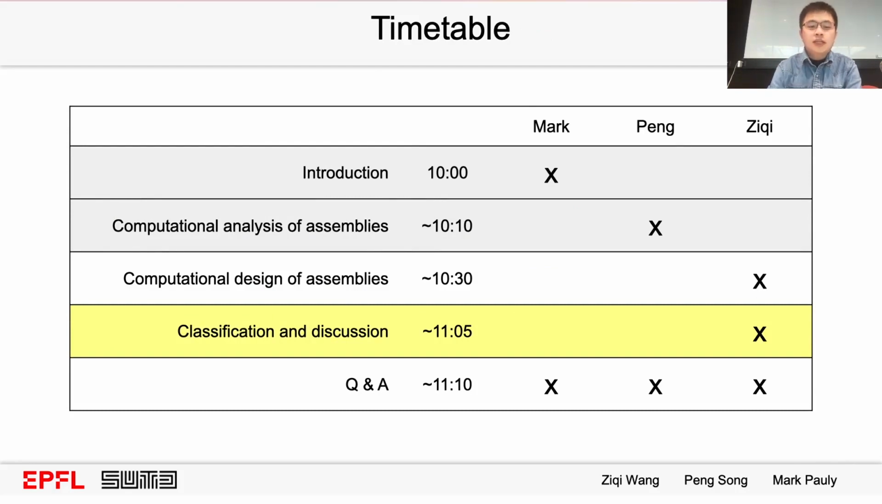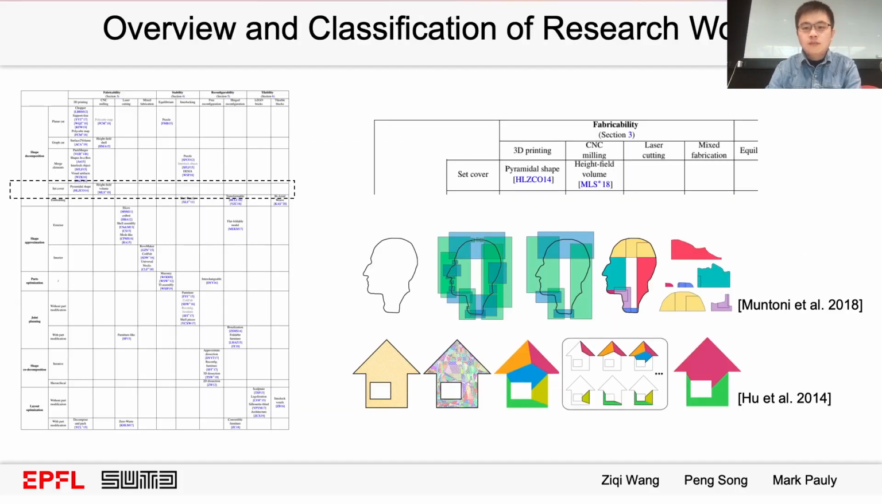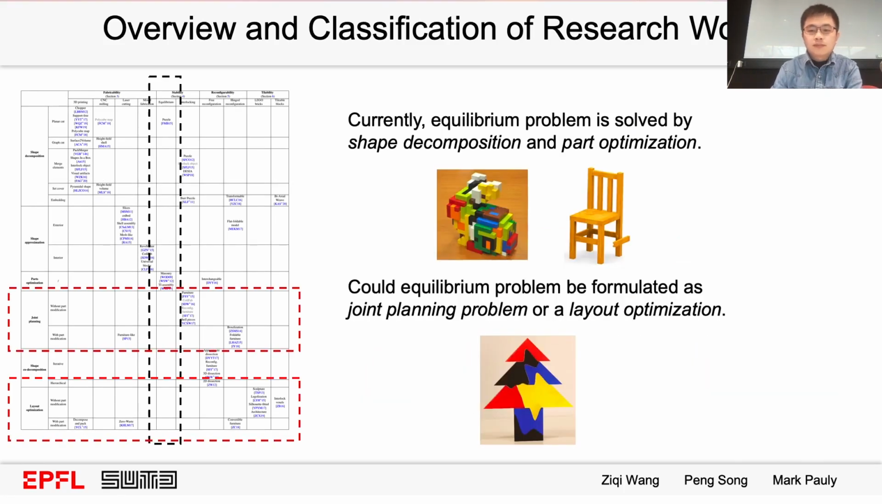Now we move to classification and discussion. We made this table at the left to summarize the relation between papers, and we found that the same method can be applied to different fields. For example, the height field decomposition done by Montoni and their colleagues, and the pyramidal decomposition paper done by Wu and their colleagues both use the set-cover algorithm.